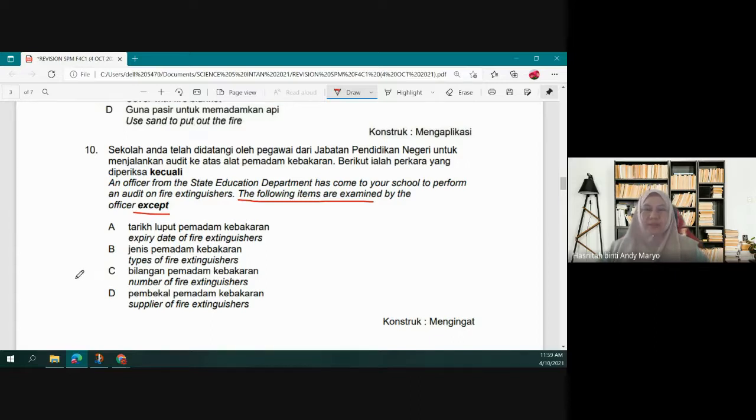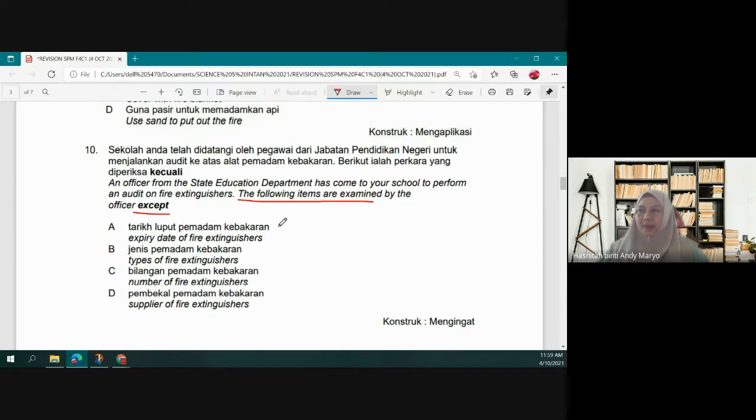Again, you can get the PDF copy for this question which I placed in your Telegram group. Okay, Fang Sun says B, types of fire extinguisher. Okay, what about the rest? What do you say? Examined by the officer, except mana yang dia tak perlu check pun tak apa. Litway says C, number of fire extinguisher. Okay, we have two different answers here. Anyone else would like to try? Mana you rasa yang tak penting sangat, tak check pun tak mengapa?